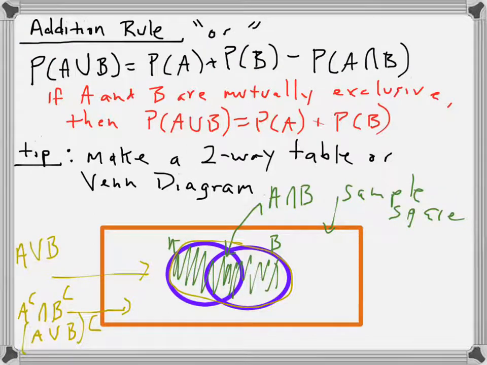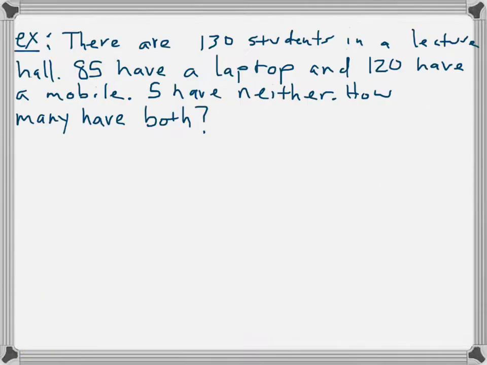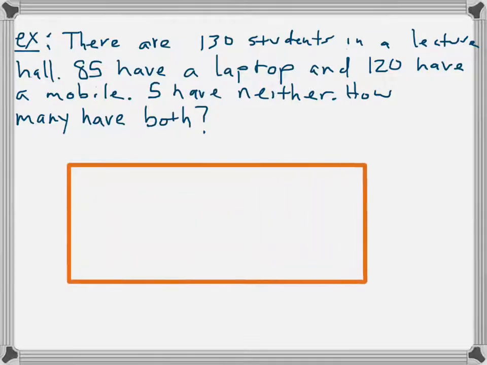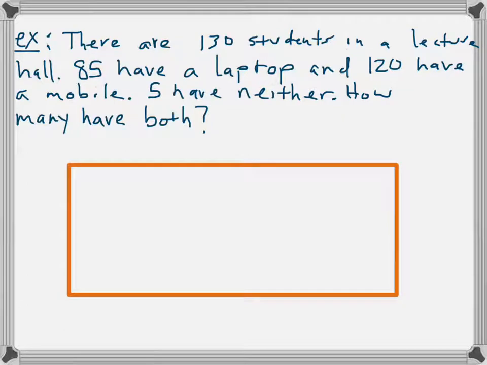I'm going to get into two-way tables. I actually like two-way tables better than the Venn diagrams, but the AP board tends to push the Venn diagrams, so we're going to do two examples, one with a Venn diagram and one with a two-way table. Alright, so there's 130 students in a lecture hall. 85 have a laptop. 120 have a mobile. 5 have neither. How many have both?